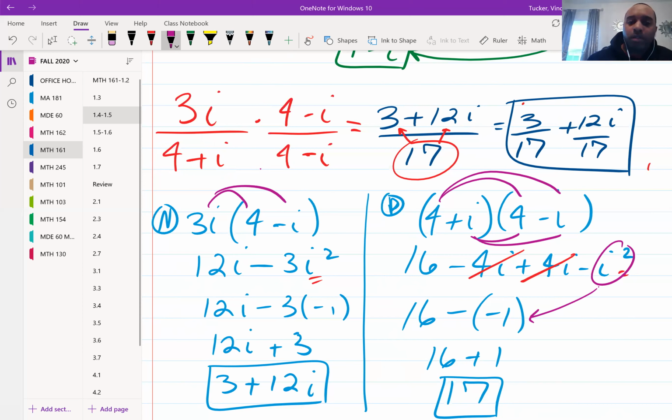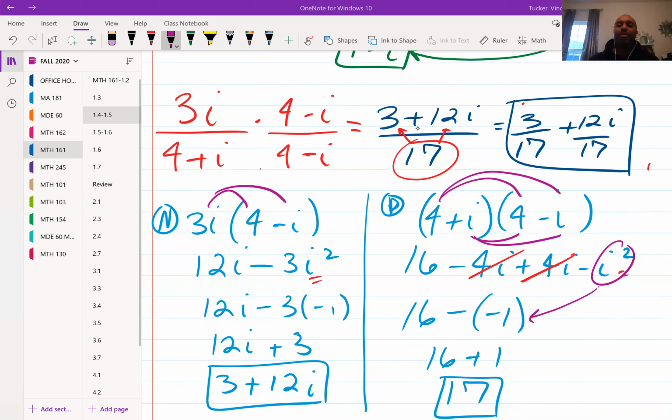Just a quick question. When we were multiplying here by the complex conjugate, how do you get 3 plus 12i over 17? Well, that's what I'm about to get to. Oh, okay. Sorry. Oh, no, you're fine. Somebody else asked the same question in the chat. I thought you were talking about the 3i times. Oh, okay, I see how you do it. You're good.